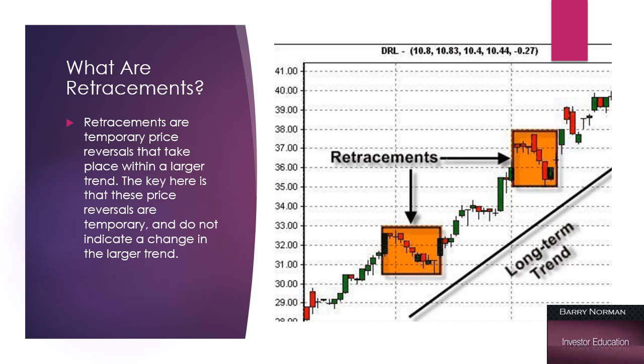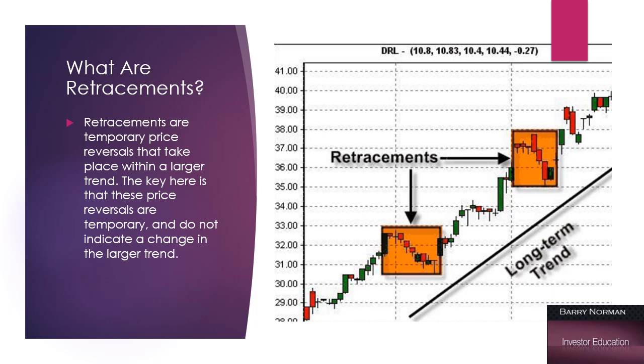Now, retracements are temporary price reversals that take place within a longer-term trend. The key here is that the price reversals are temporary and do not indicate a change in the larger pattern. So when price is moving up or down, and then reverses, and then continues back up, that is a retracement. And this occurs within a healthy price movement. A good trend is a series of push and eases, peak and valley, or as we know them in technical terms, higher high, higher low, higher high, higher low, higher high, higher low.